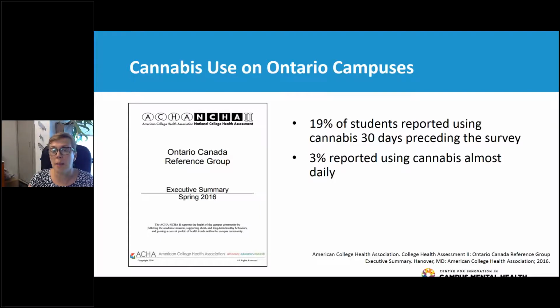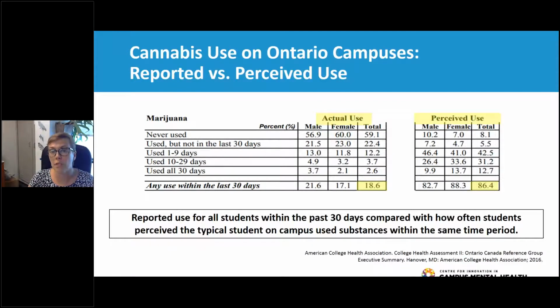On the next slide, we'll see a table from the same survey, and I really wanted to point this out because I think it shows some very interesting statistics with respect to actual use, which, as I mentioned, was 19%. But those 19% of students who reported use in the past 30 days perceived that 86% of their peers were using cannabis in the past 30 days. So what we see is a really big discrepancy in terms of actual use and perceived use. And I think that's a very interesting thing to consider as we move forward with legalization in terms of actual versus perceived. On to the next slide, Perlin.